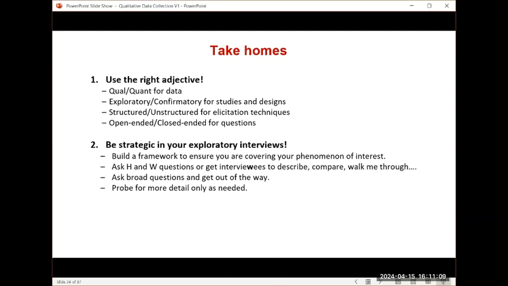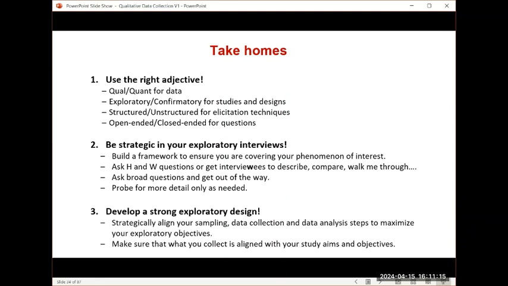Make them the experts and you the learner. Probe only for more detail when needed. And finally, you've got to develop a really good design, and that's this combination of collecting and so forth. And it's got to tie back to what the heck you're trying to do to begin with.